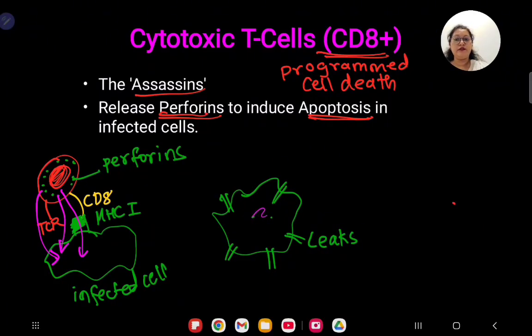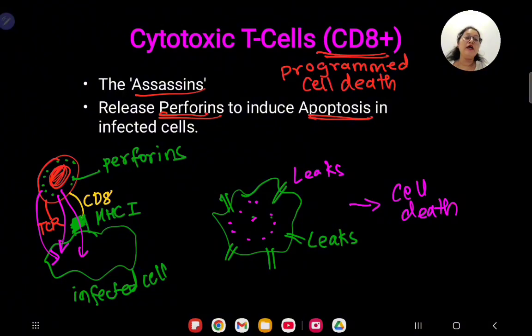I'll just quickly change the color. Perforins have acted on them, and now there are leaks in the entire cell, and because of these leaks, cell death happens, meaning our body has avoided a toxic cell, our body has avoided a dead cell, and that's how that clearing takes place. So this is the function of cytotoxic T cells.